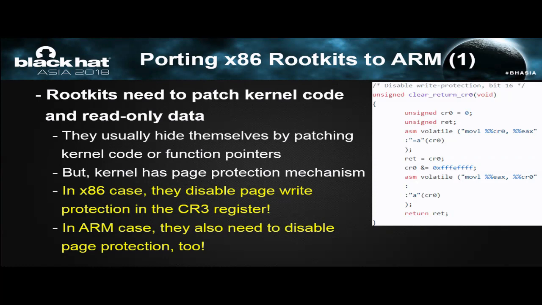Okay, thank you, and I'm back. Demo. Before the demo, we will show two bonus pages for porting the x86 sample rootkits to ARM. As you know, rootkits need to patch the kernel because they usually hide themselves. But the kernel has a page protection mechanism. So, in this case, x86 processor rootkits need to disable page write protection in the CR0 register. In the ARM case, they also need to disable page protection.